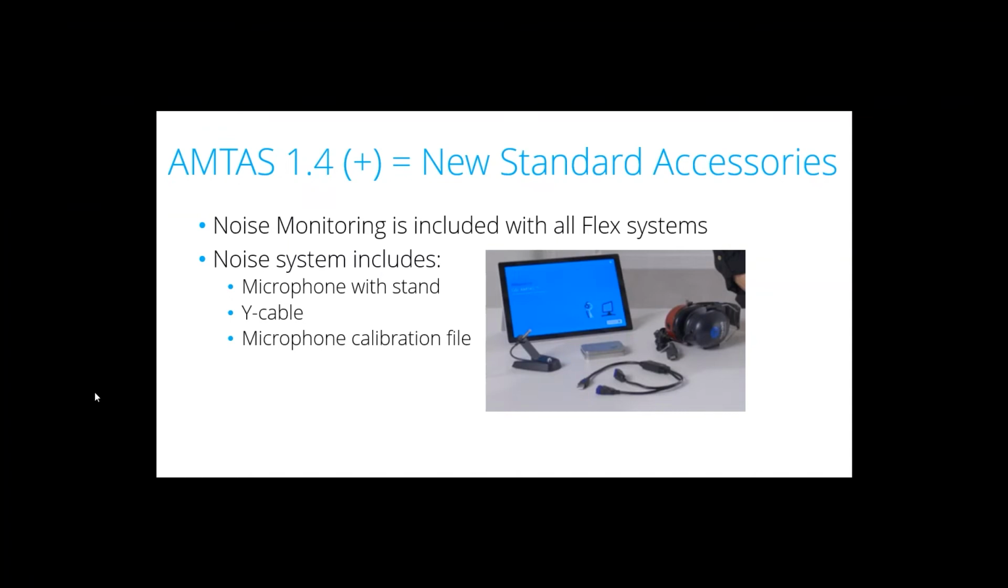If you had an AMTAS Flex 1.3 or a previous version and are upgrading to include the noise monitoring system, then that will come with the splitter cable and the noise mic itself, which is a USB plug-in, and it will come with a tin that has a USB with the microphone calibration files that you can load into the software.